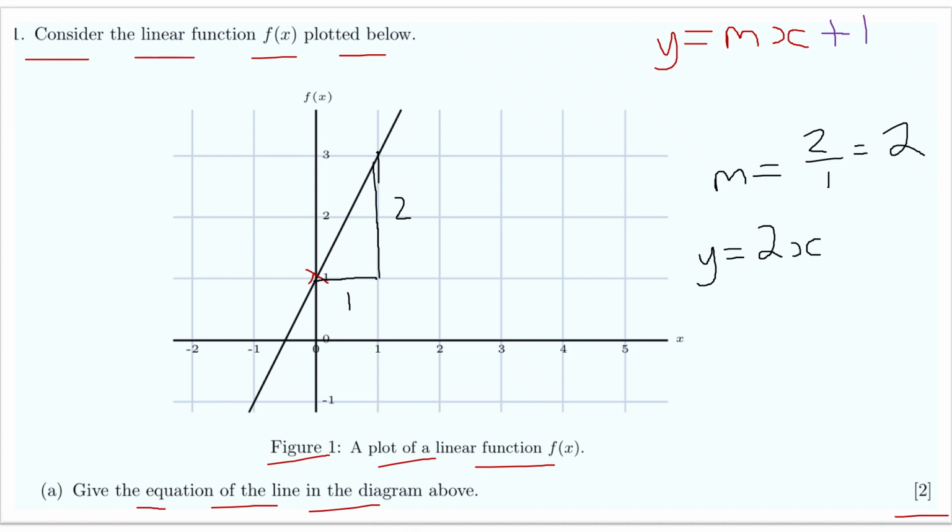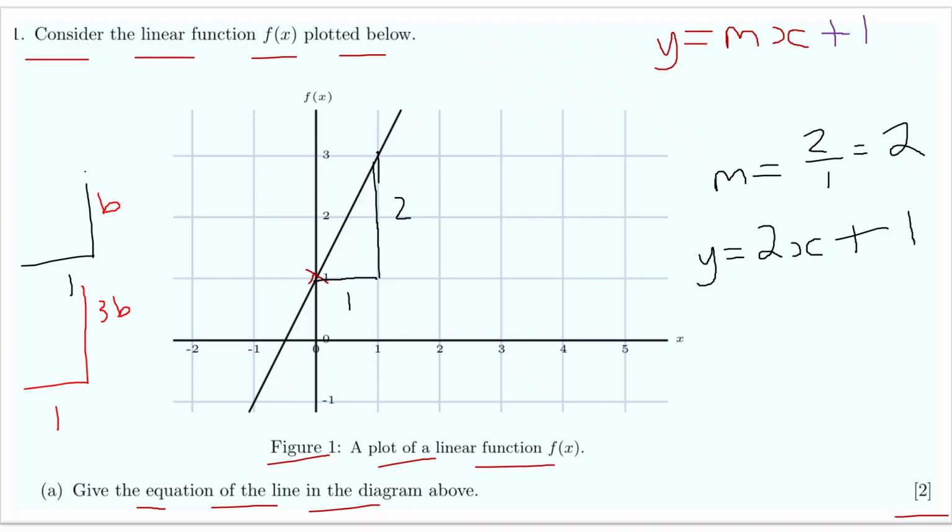Now, there are usually other ways to work out the gradient. If you're given a diagram, the best method, if it is visible and clear enough, is to think: for every 1 unit I go along, how many up do I go, or how many down? Let's call that number b. The gradient would be b over 1, which is just b. If I go up 3, the gradient would be 3. If I go up 2, it'll be 2.